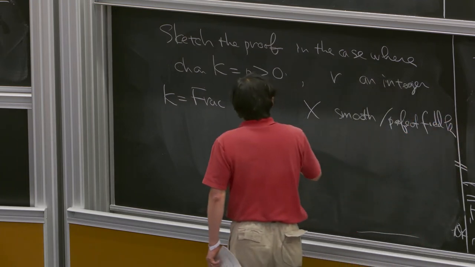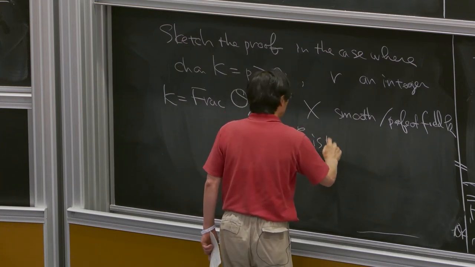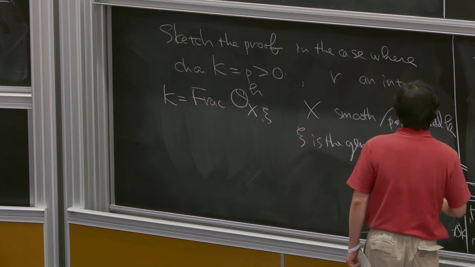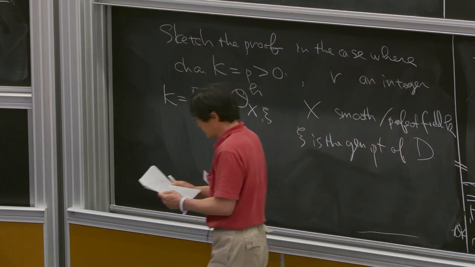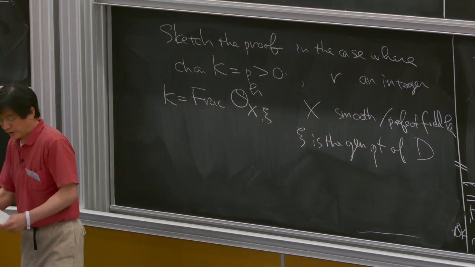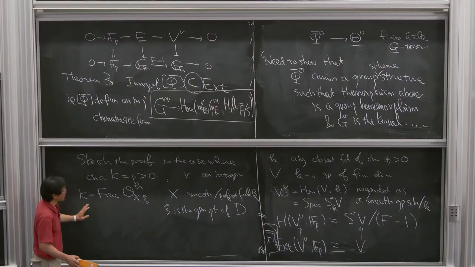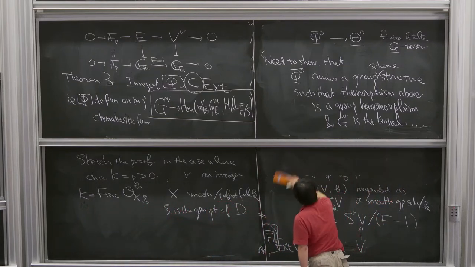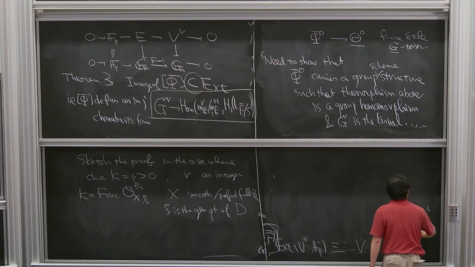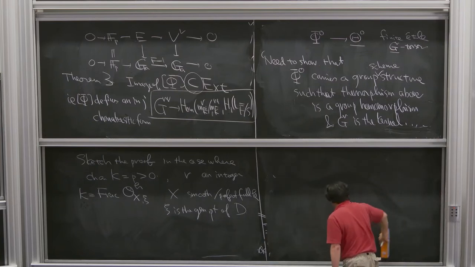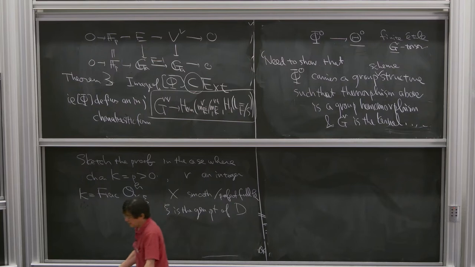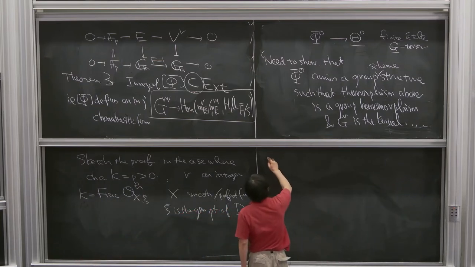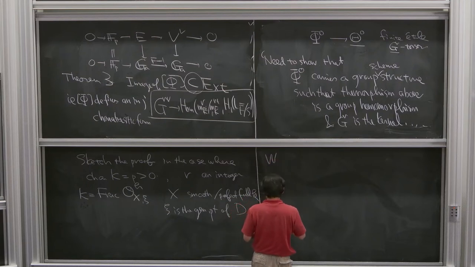And xi is the generic point of some divisor D. So we will focus on this geometric case. Then we want to find some group structure. So the question is where the group structure comes from.